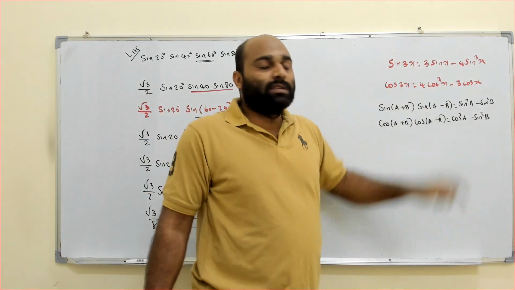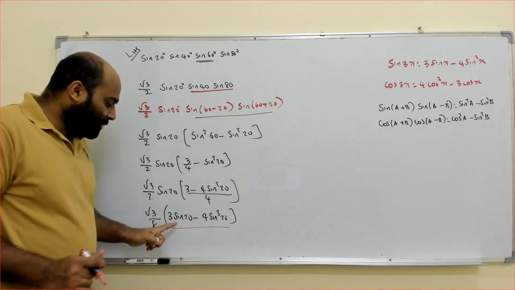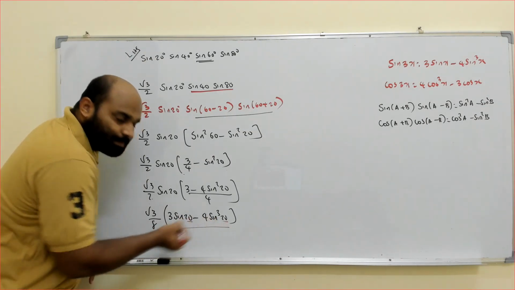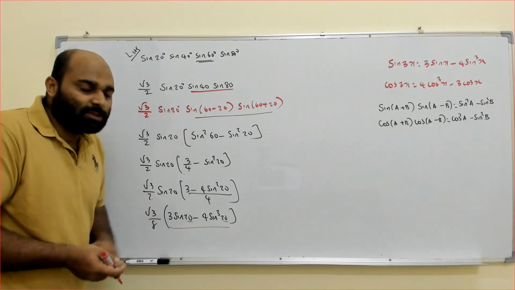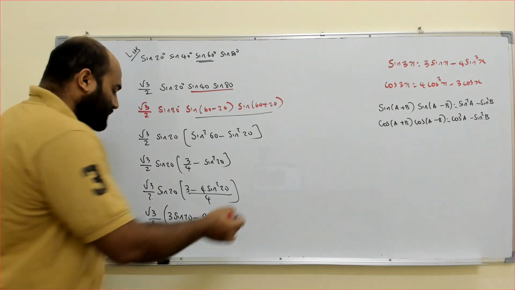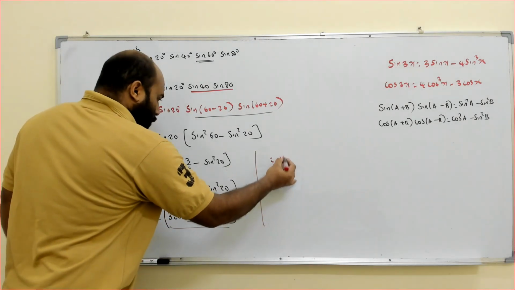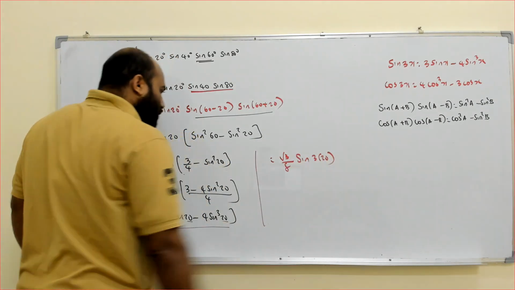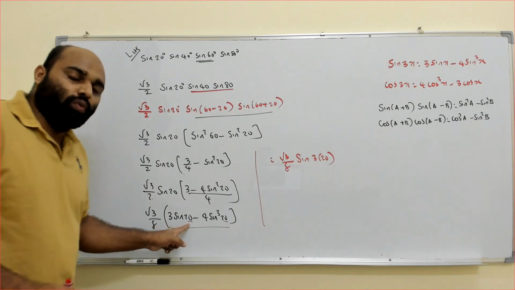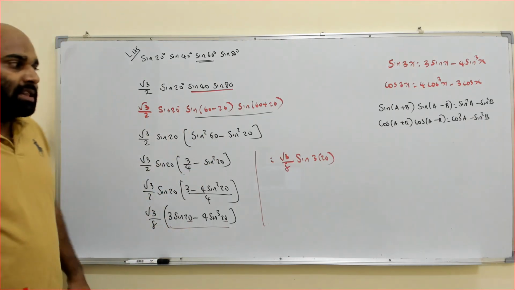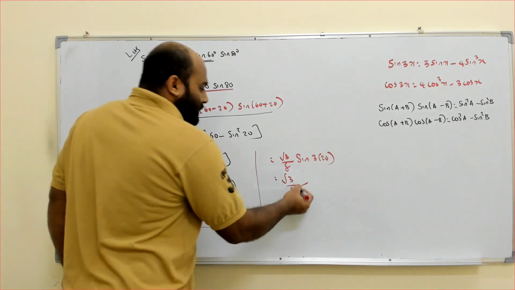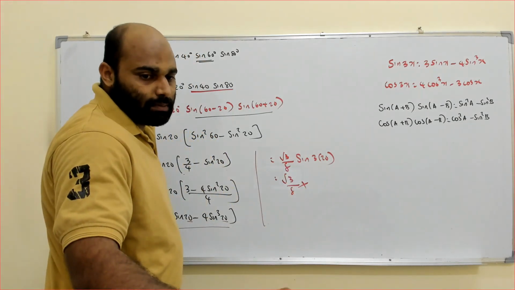3 sin x minus 4 sin cube x. See, 3 sin x minus 4 sin cube x. This is your x. What is 3 sin x minus 4 sin cube x? That is sin 3x. So this can be written as root 3 by 8 into sin 3x. Sin 3x means 3 into 20, because instead of x we have 20. So sin 3 into 20, that is sin 60.